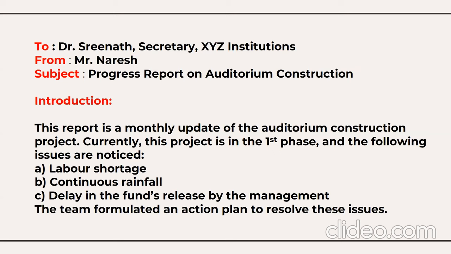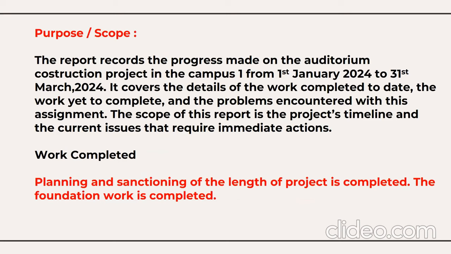Introduction, this report is a monthly update of the auditorium construction project. Currently this project is in the first phase and the following issues have been noticed: labor shortage, continuous rainfall, delay in the funds released by the management. The team formulated an action plan to resolve these issues. Then purpose, the report records the progress made on the auditorium construction project, campus one, from so and so duration. You can change the duration.